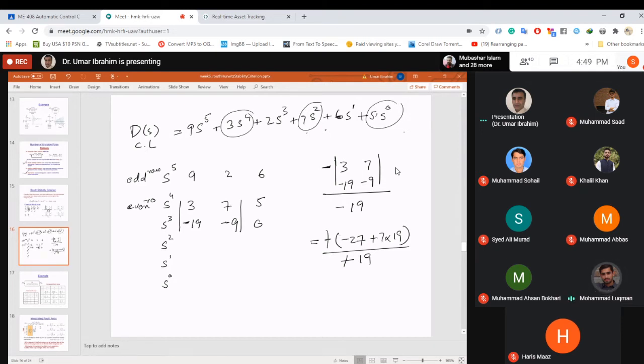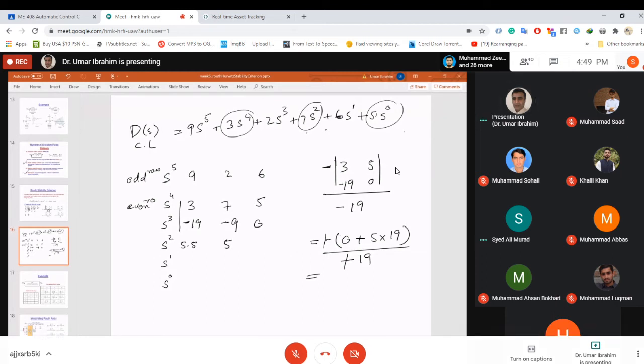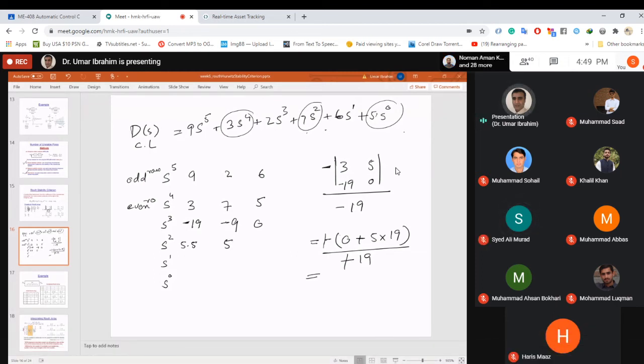Sir, 5.57. Plus 5.57. Okay, for this value calculation, we will use 19 and 5 and 0. So 0 plus 5 multiply 19. So that will be 5. Answer will be 5. ठीक है ना? Yes sir. ठीक है? Okay.